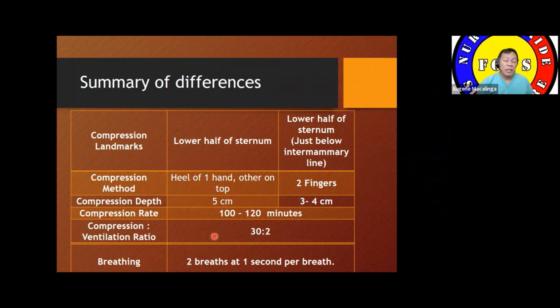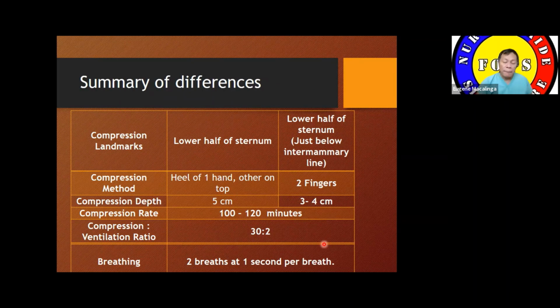The compression to ventilation ratio is 30 to 2. So 30 compressions, 2 breaths. And breathing should be 2 breaths at 1 second per breath. This is the standard that we do, and this is the summary of the difference.